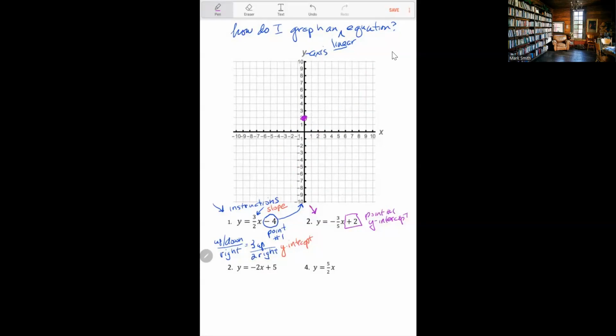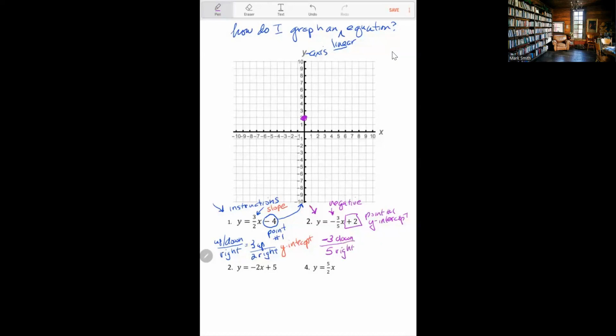For 2. All right, now notice our instructions have a negative sign. So I have to do something with that negative sign. I'm always going to put it in the numerator. So I'm going to make that a -3 over 5. All right, and so -3, we're going up or down. -3 is going to go down, and 5 is going to go to the right.